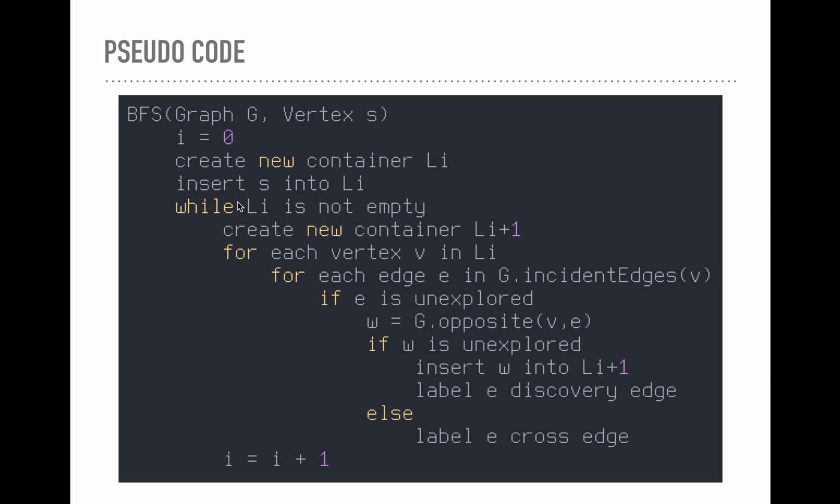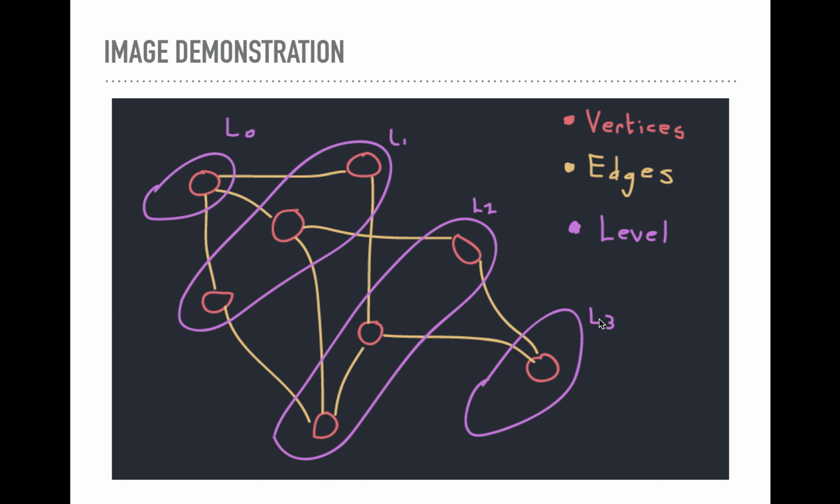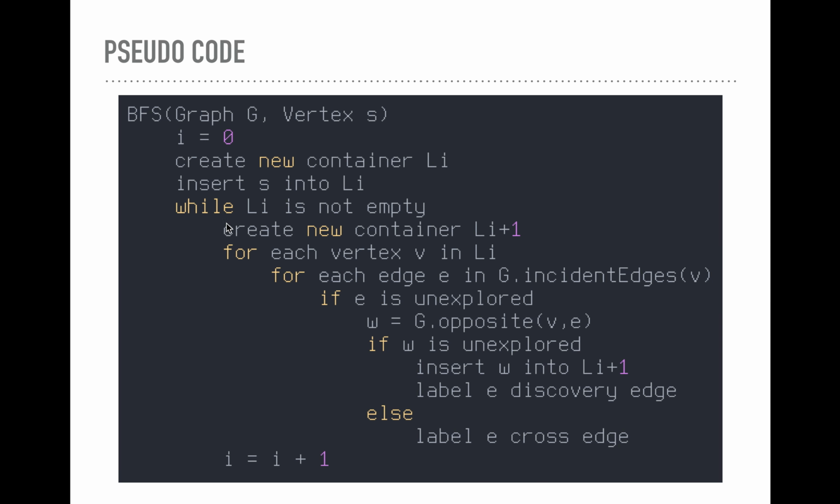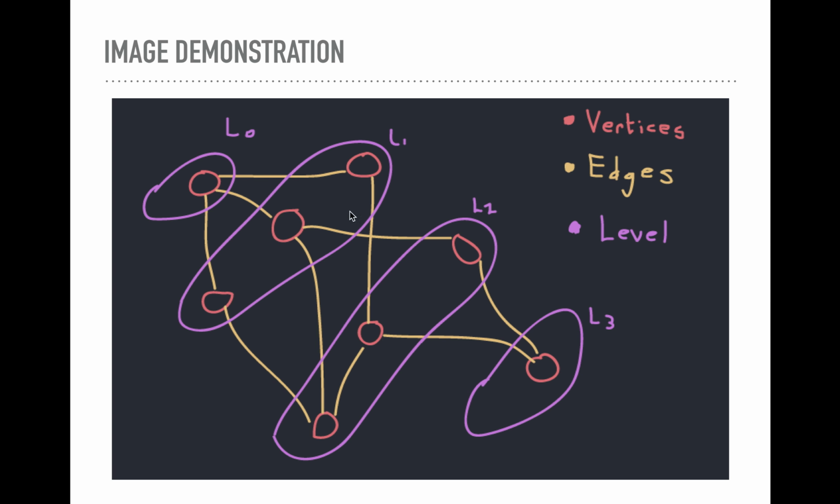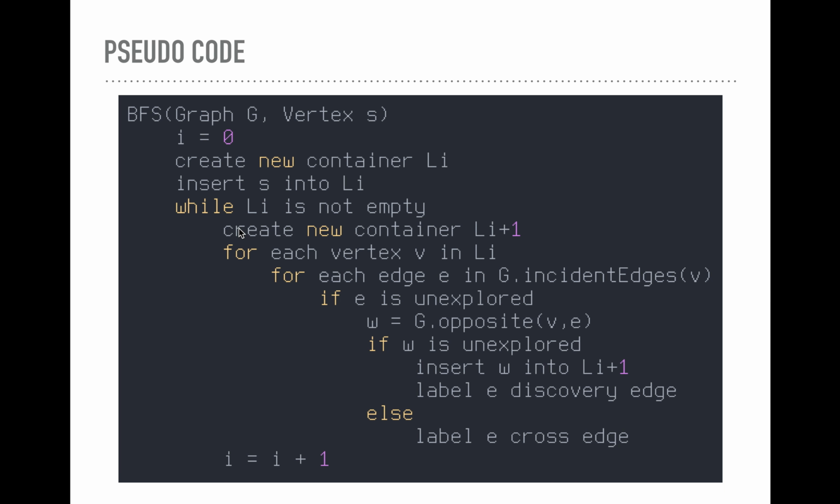By the time we're done with this, we'll have an L4, right? And our while loop says while L at I is not empty, well, there will be nothing to add to L at 4, so it will be empty. So we'll terminate. That's how this method will terminate.